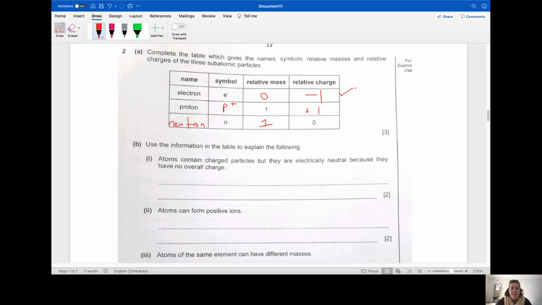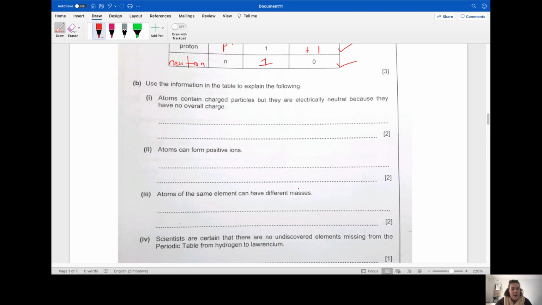Okay, so you got 1 mark for each row. So you had to get 0 and -1 for a mark. You had to get P+ and +1 for a mark. And you have to get neutron and a mass of 1 for a mark. Okay, to get all 3. If you got this wrong, I'm sorry, you didn't study hard enough. It's really as simple as that.